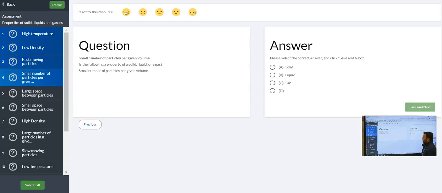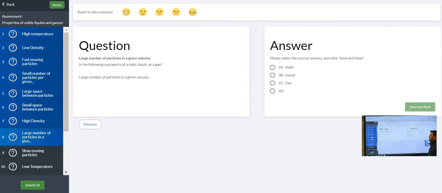Small number of particles per given volume. I didn't realize these are all in an order. That's embarrassing. But that's a gas. Large space between particles, big shocker. That's a gas. Next, small space between particles. So now there's very, very little space, and that we would call a solid. Alright, high density. That's our solid.